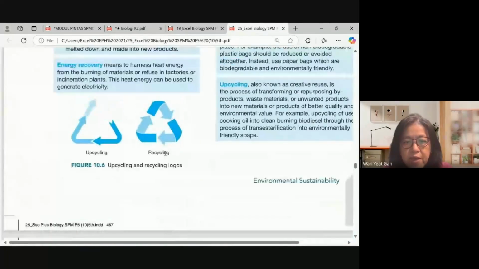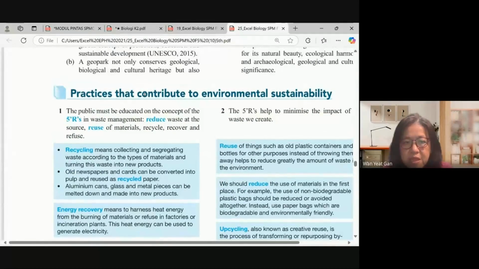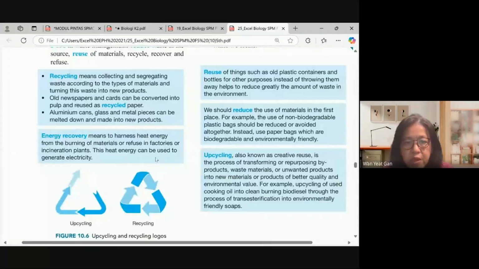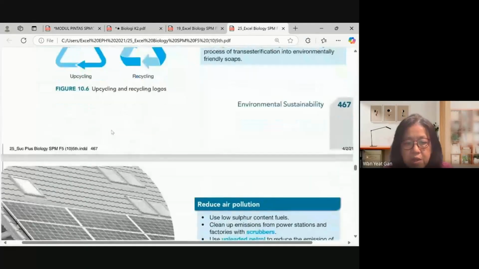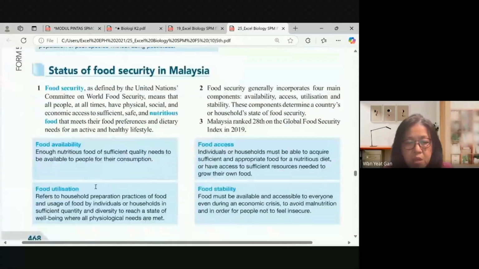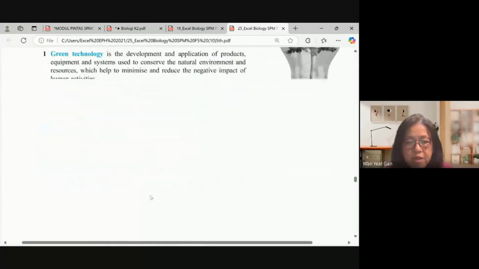So you can find all these under 10.3. These are the practices that contribute to environmental sustainability. Actually, it is in your textbook. It's also in the syllabus. So 5R, and then the use of alternative energy, the practice of biological control, and the use of green technology.